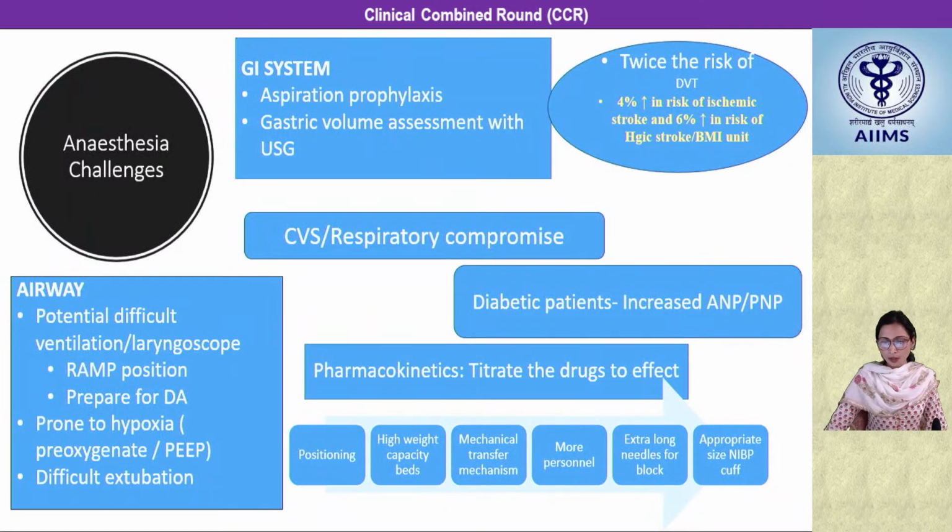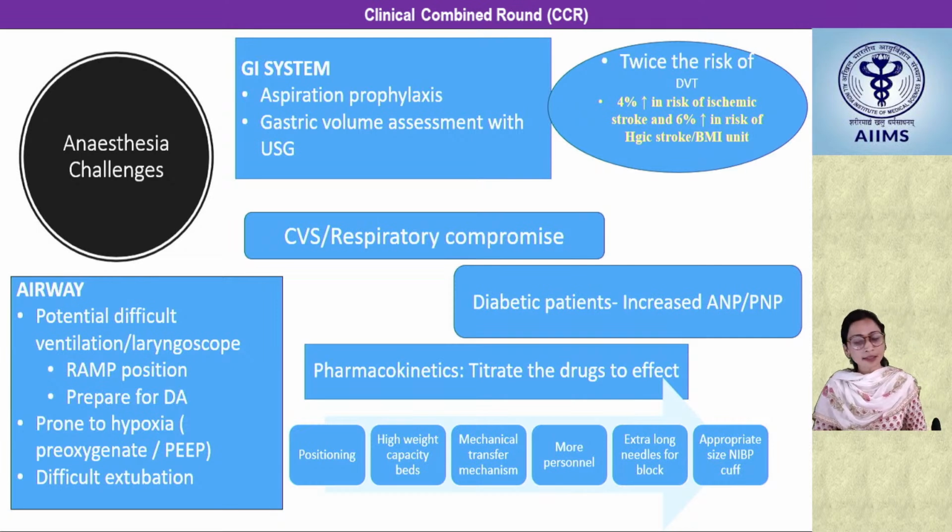So the anesthetic challenges here which we were facing were, first, airway. There was a potentially difficult airway, so we had to be prepared for difficult ventilation as well as difficult laryngoscopy by making a ramp position and other preparations. The patient was prone to hypoxia because there is a severe impairment of the functional residual capacity. So we have to pre-oxygenate the patient well and provide PEEP, and also be prepared for a difficult extubation. GI system, we have to provide aspiration prophylaxis, and we can go for a volume assessment pre-operatively using ultrasound.